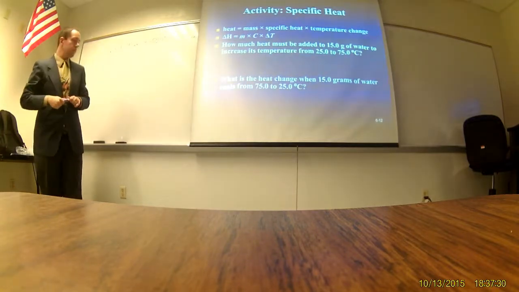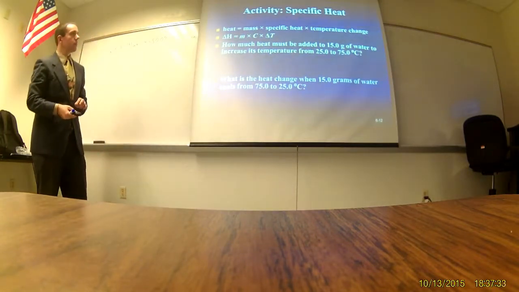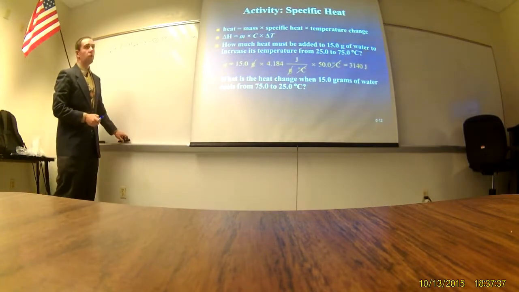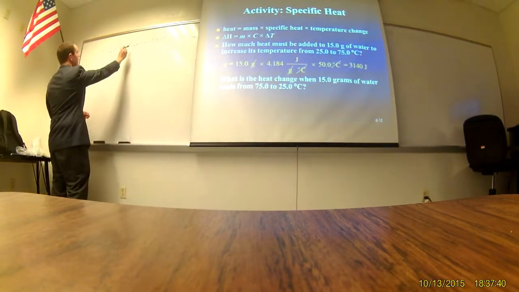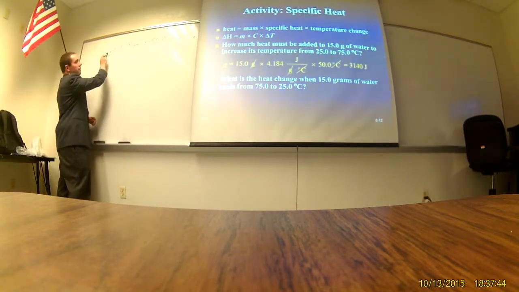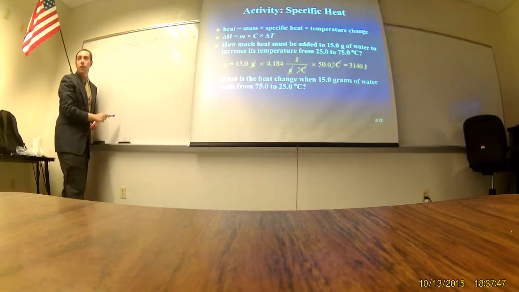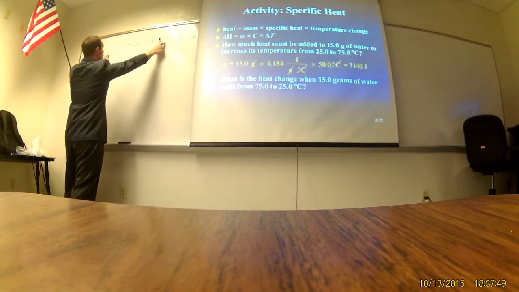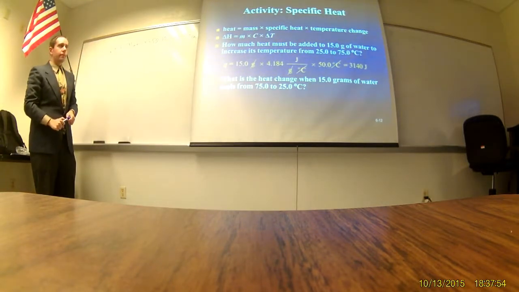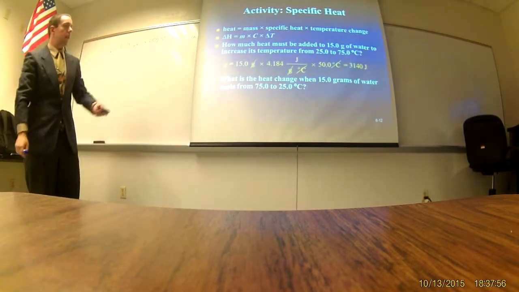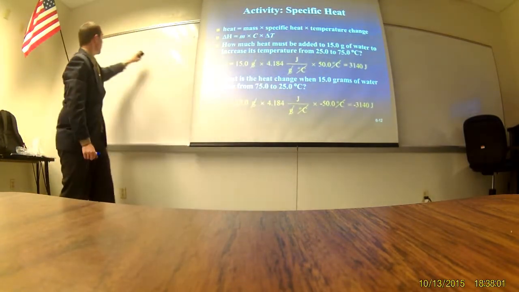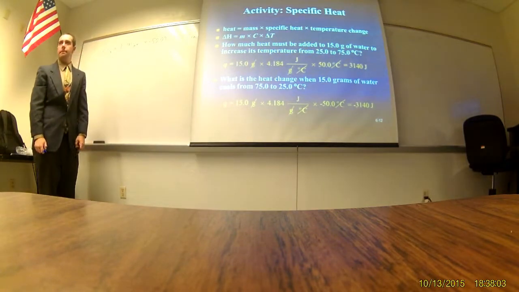Make sense? The grams and degrees Celsius just cancel out in terms of units. Yeah, because here we have grams and degrees Celsius on the bottom, and here grams is on top and degrees Celsius is on top. So those cancel, and you're just left with calories. Here they did it in joules. You get the same thing. It's just 4.184 instead of 1.